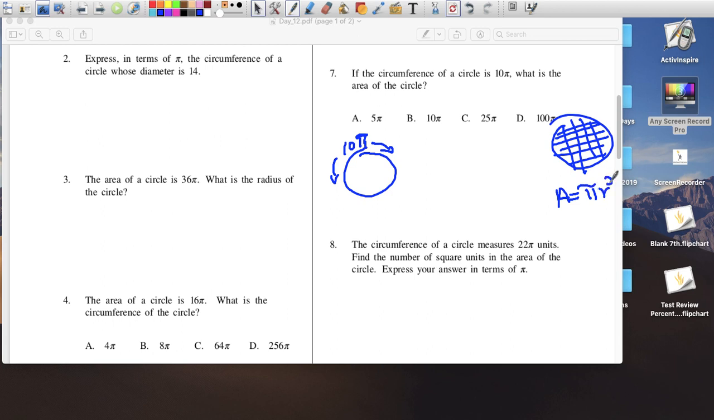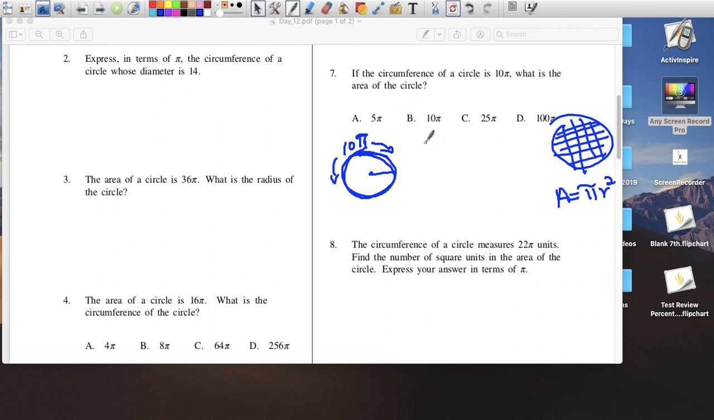Area equals pi r squared. In order to find the area, I need a radius, right? Which the problem did not give me. So let's go back to what was given to us initially. So I have a circle here where the circumference is 10 pi. Based on that, can I find the radius?